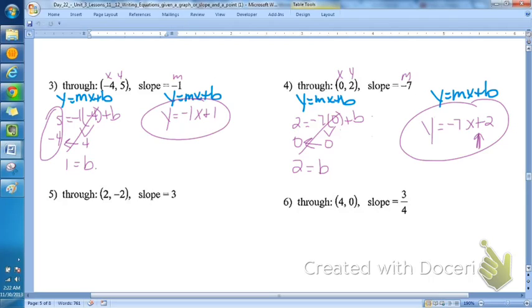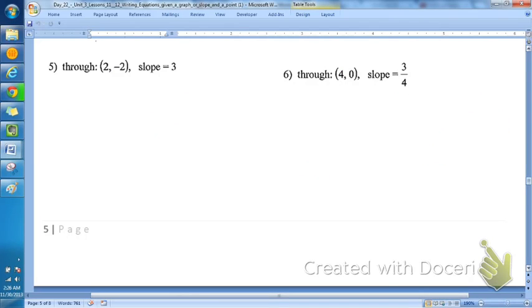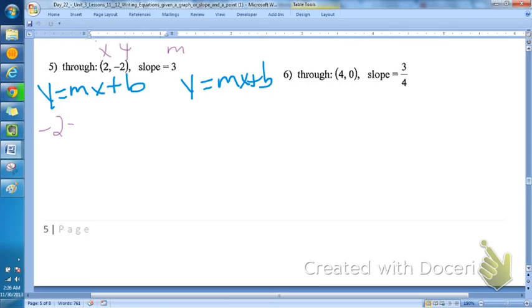Alright, do the last 2 practice problems and then check your work. Problem number 5, I need y equals mx plus b, y equals mx plus b. Plug in my x, y, and m value. So y is equal to -2, m is equal to 3, x is equal to 2, plus b.